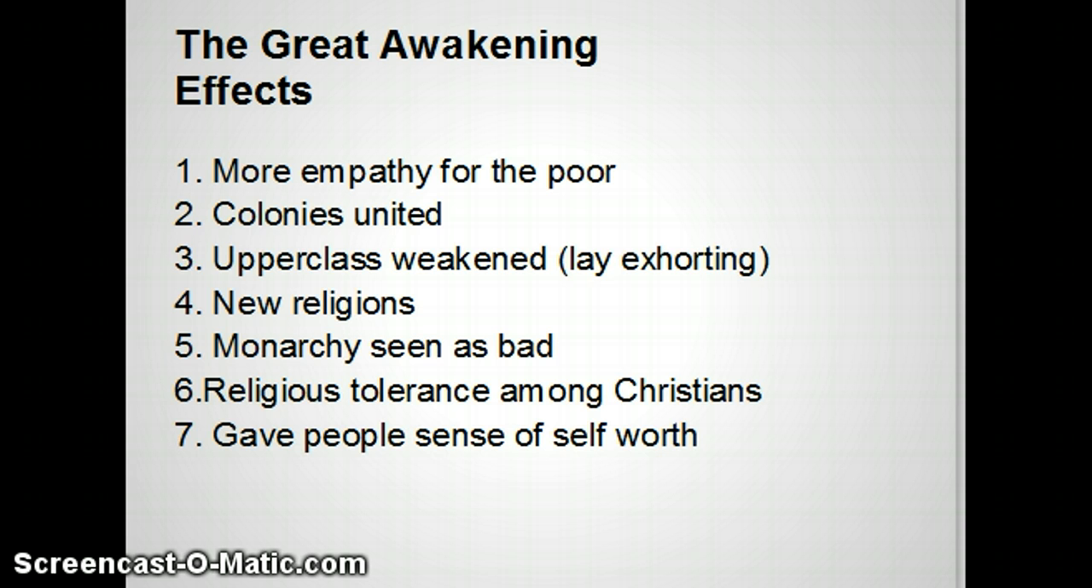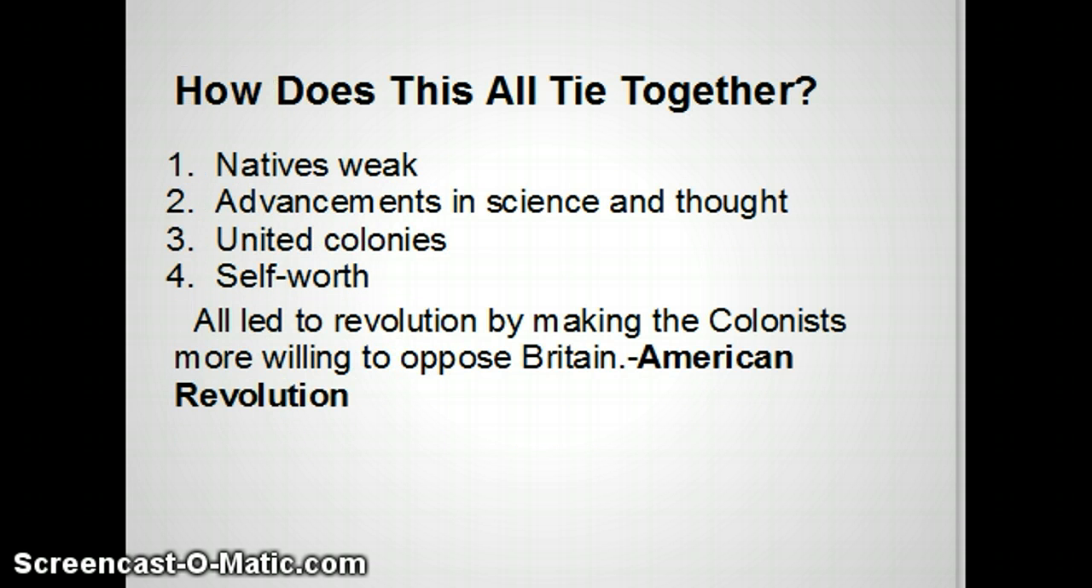The Great Awakening also emphasized the individual and brought feelings of self-worth to people. These feelings included interest in material objects and skepticism of authority, especially the monarchy. So how does this all tie together?